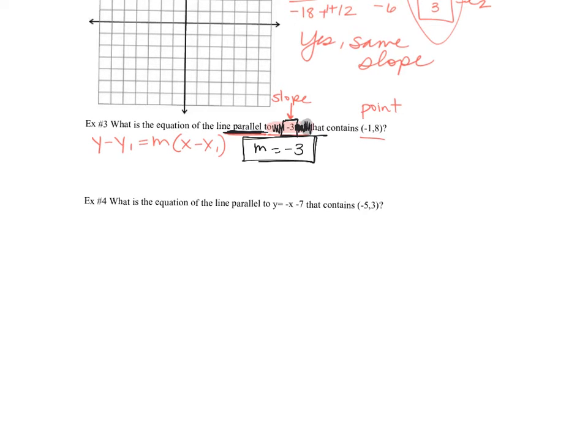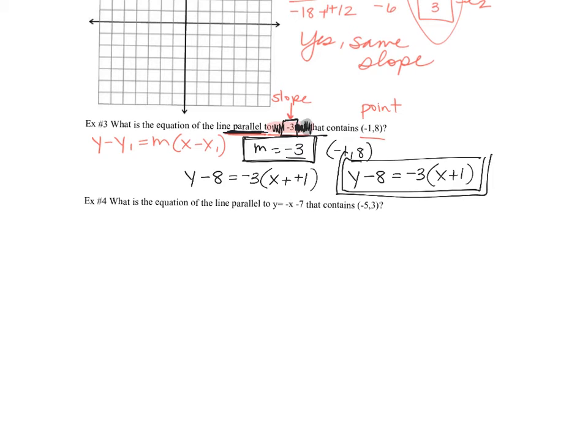So we're going to take this slope and this point, and we're going to put that into point slope form. So we're going to go y minus our y value equals a slope of -3 times x minus our x value. So that's minus a negative, which is going to be plus a positive. So it's going to be y minus 8 equals -3 times x plus 1. Okay, and that is the line that is parallel to this line through that point.